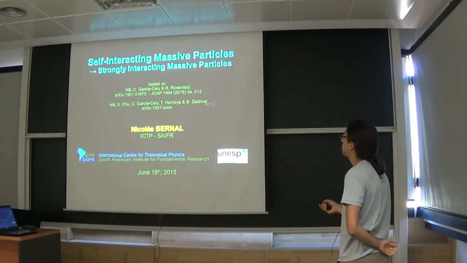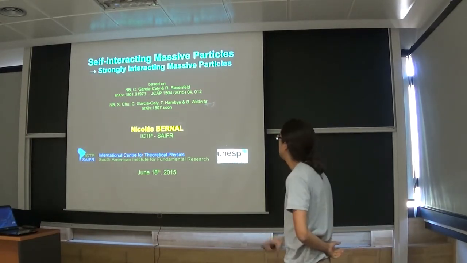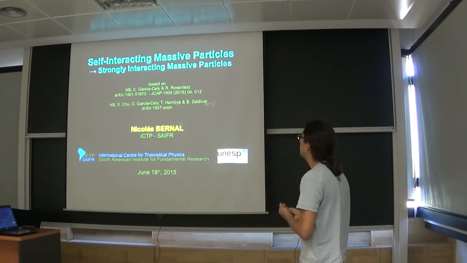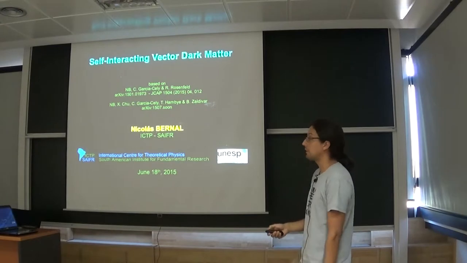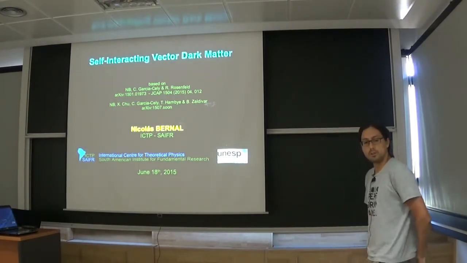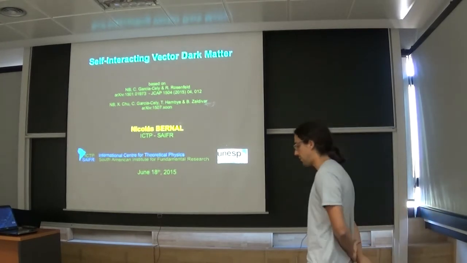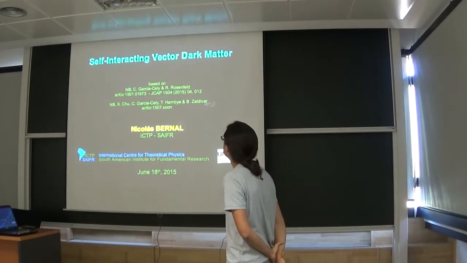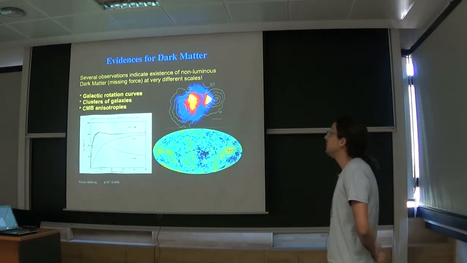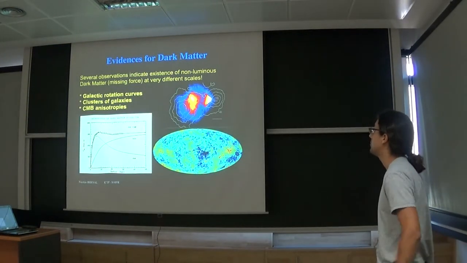But this statement is valid, it's a very general statement. I will talk more precisely in the framework of this second work of vector dark matter, hidden vector dark matter. So it will be more about self-interactions in this hidden vector dark matter when this dark matter is made of SIMPs, right?